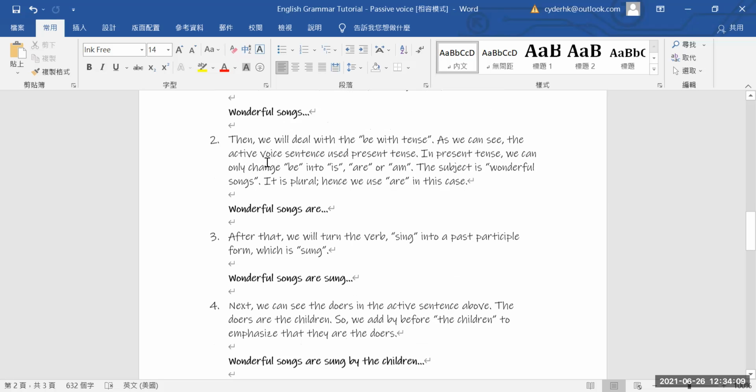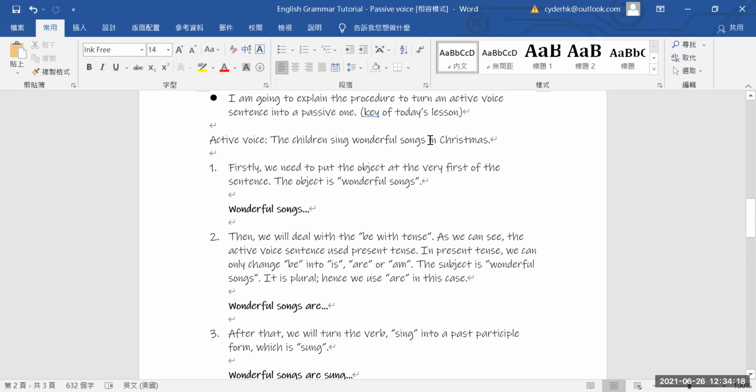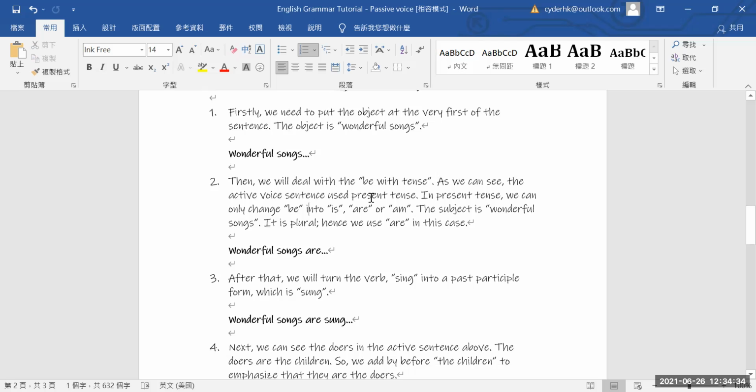Wonderful songs, and the second procedure. Then we'll deal with the be with tense. As we can see, the active voice sentence used present tense. Here, let's not point out in Christmas. Let's see sing. Sing here is the present tense form, so we used present tense in this sentence. So the active voice sentence used present tense. For present tense, we can only change be into is, are, am. This is the fundamentals and basics of changing be into something else. I will not cover this subject because I think you all know this.